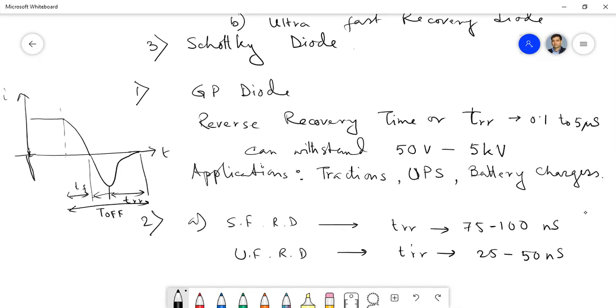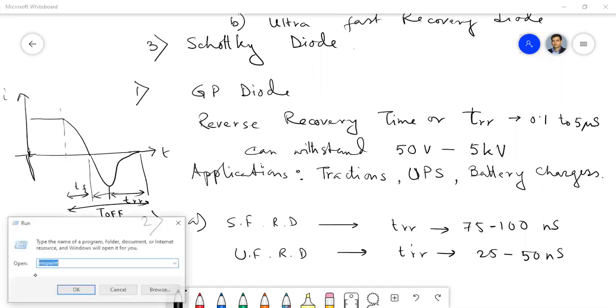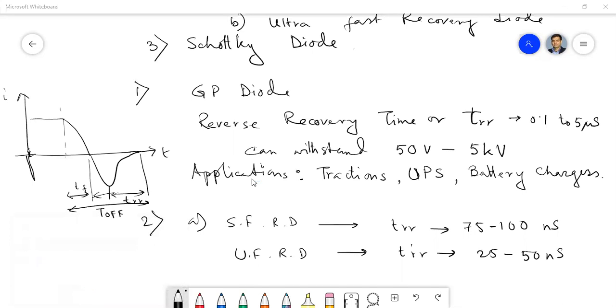Okay, so before that, let me take the attendance. Just wait for a minute. Though today's attendance is very poor. I don't know why. Any specific reason?